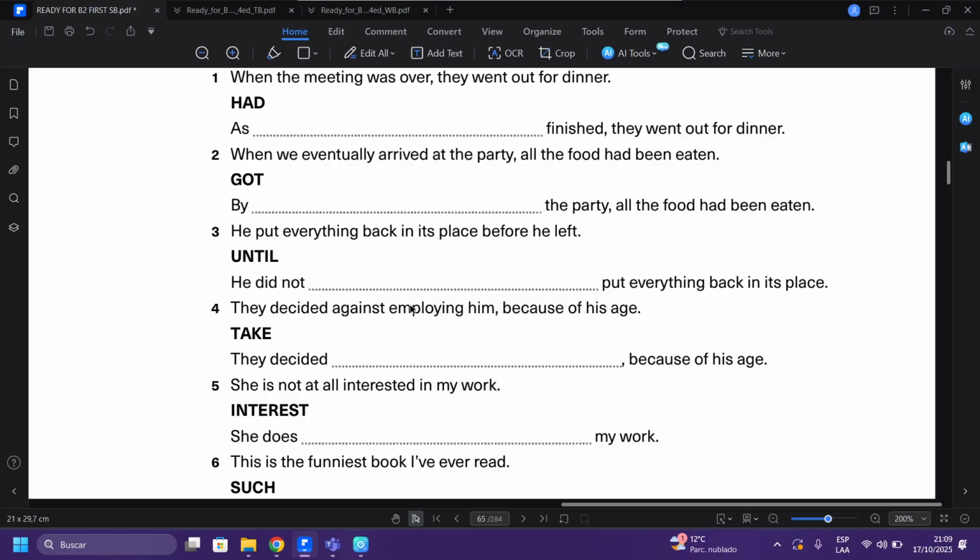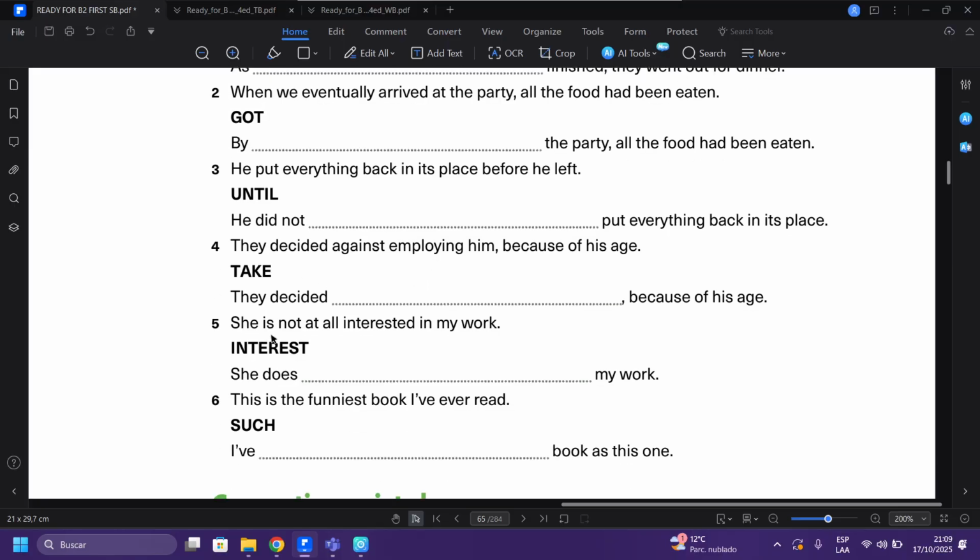By the time we got to the party, all the food had been eaten. When we use the verb get to work, it means that you go to work, that you arrive at work. Get to work, get to school, get to somewhere. So by the time we got to the party, all the food had been eaten. That is the answer.